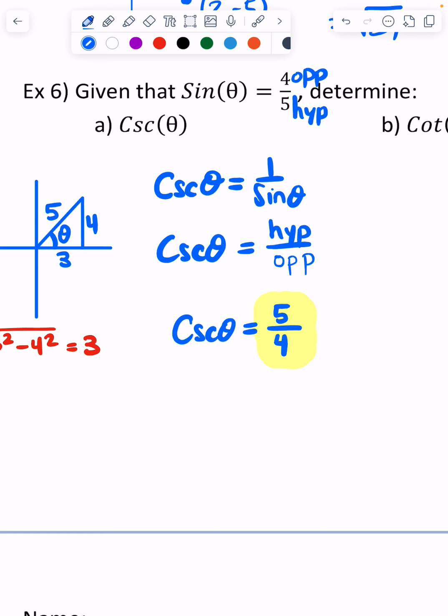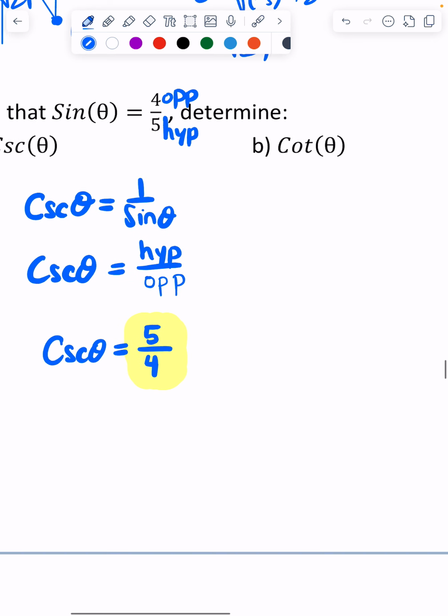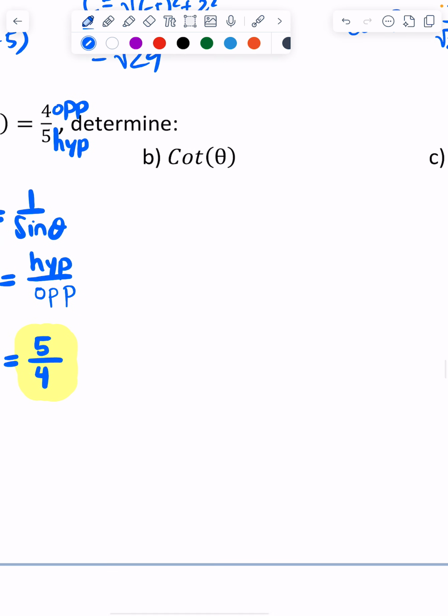So that's how we do cosecant theta. Again, it's as simple as making the triangle and then interpreting the meaning of cosecant. You can just think about it as the reciprocal of sine theta. Then we have cotangent theta. Actually, very similar idea. This is the reciprocal of tangent theta.